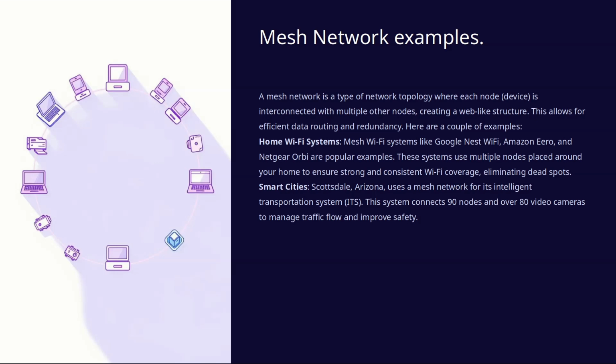Some examples of mesh routing are home Wi-Fi systems. Wi-Fi mesh systems like Google Nest Wi-Fi, Amazon Eero, and Netgear Orbi are popular examples. These systems use multiple nodes placed around the house to ensure strong and consistent Wi-Fi coverage. This eliminates dead spots also.